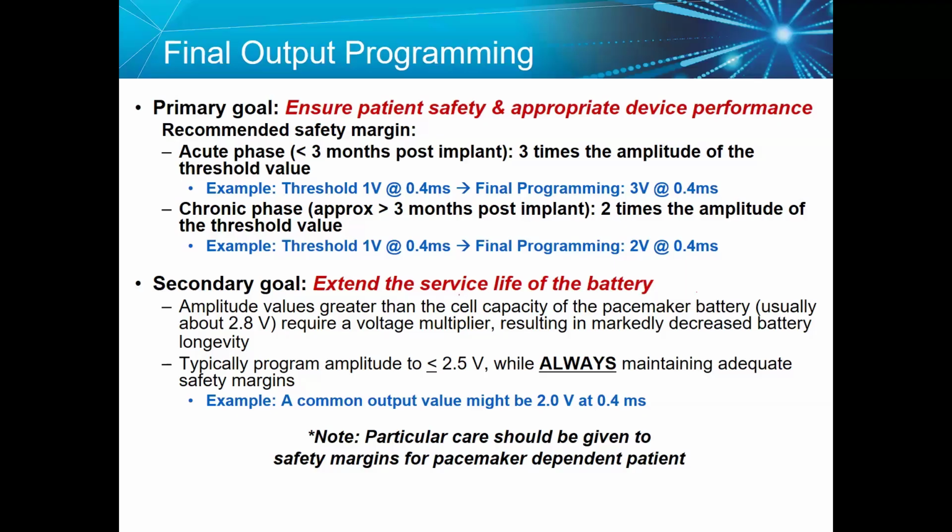So it is better to make our goal to adjust the amplitude, not the threshold, below the battery voltage, below 2.8, and the normal value is 2. And if we find that the threshold is 2 or 3, this will cause battery depletion.